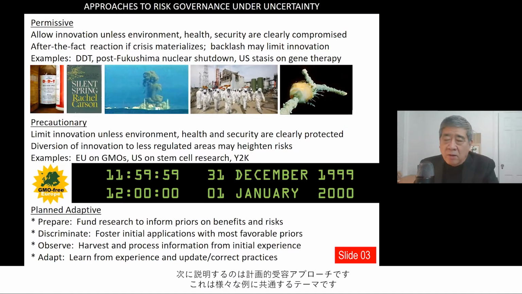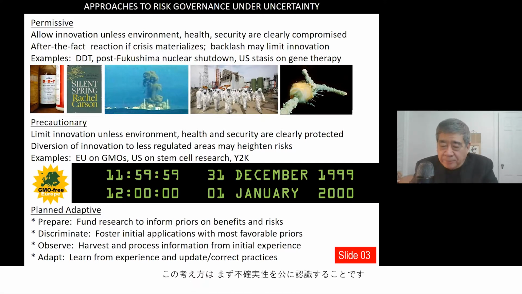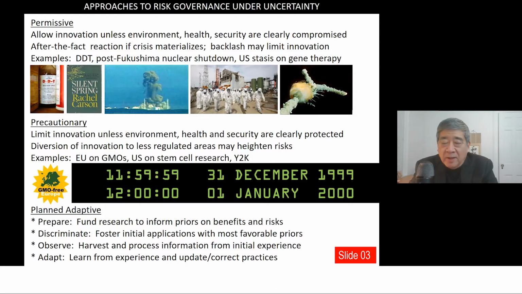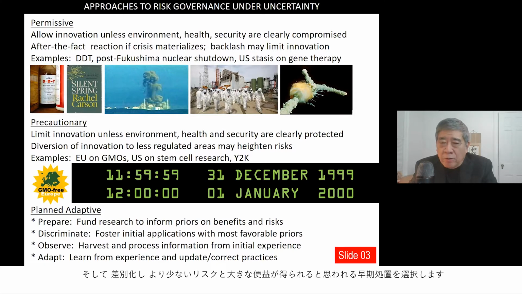Now, the approach that I'm going to argue for is a planned adaptive approach, and that's going to be a theme throughout many of the examples. And the idea here is to openly acknowledge uncertainty at the top. Appreciate that our understandings of benefits and of risks are going to be imperfect, and we're going to be learning as we go along. And the approach would call for preparing by funding research to inform our priors on benefits and risks. Then begin by discriminating and going with early applications where you believe there's limited risk and greater benefit.